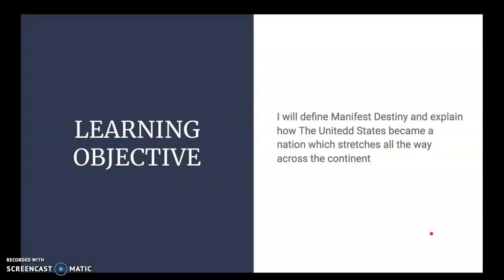Our learning objective today: I will define manifest destiny and explain how the United States became a nation which stretches all the way across the continent.